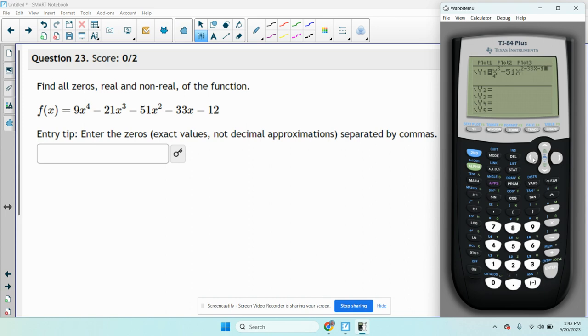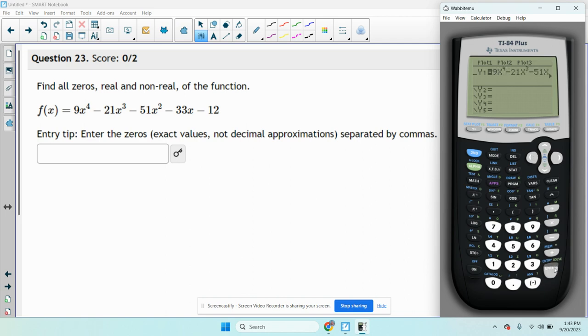Whoops. I knew I was going to do that. Minus 51x. Nope, 33. Let's get this right. 51x squared minus 33x minus 12. Well, that was supposed to be the easy part, but I made that look pretty hard. 51x squared, 21x cubed. Yep, okay.